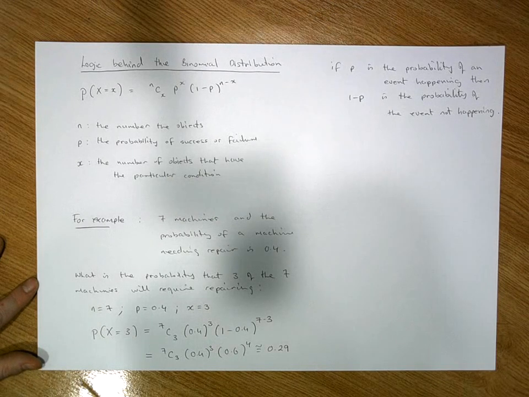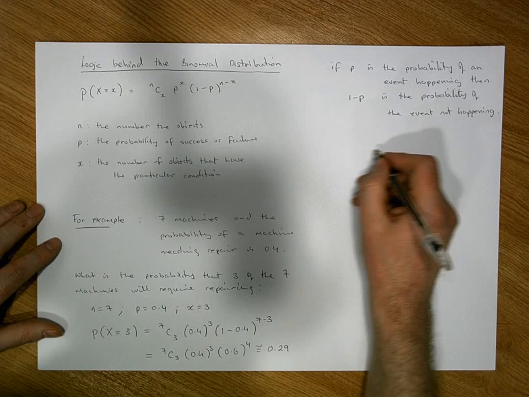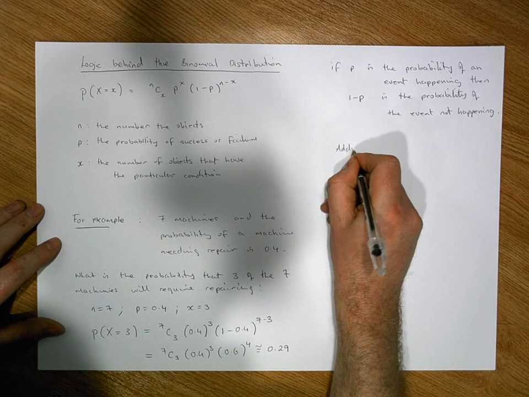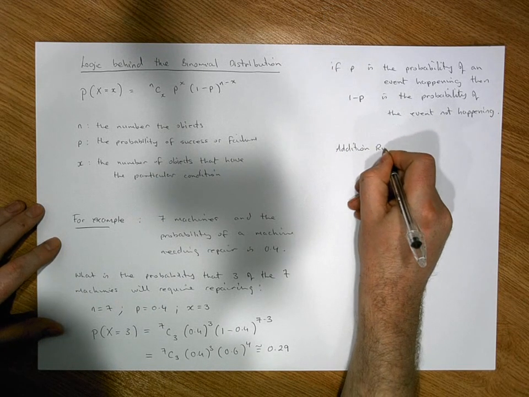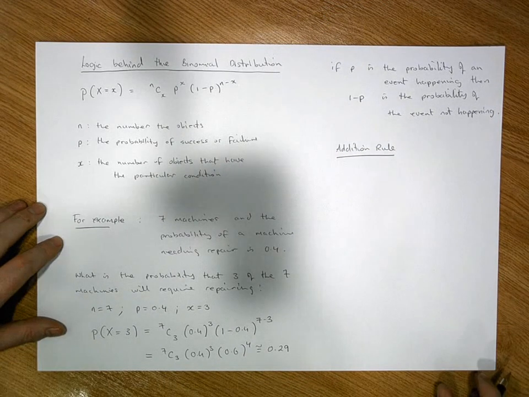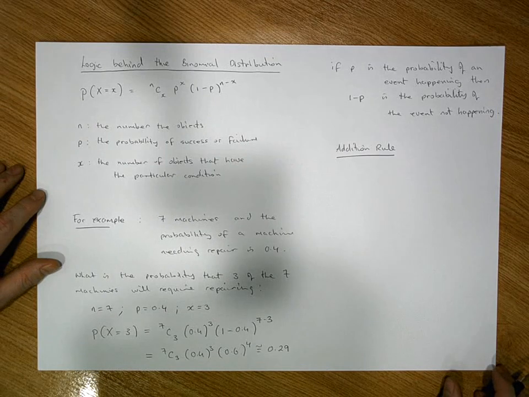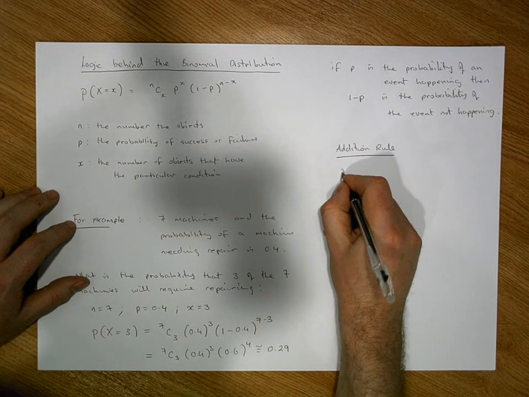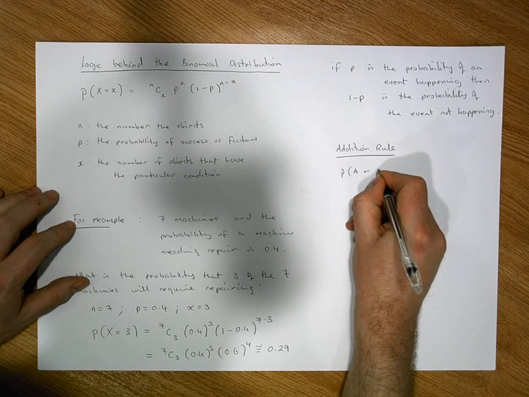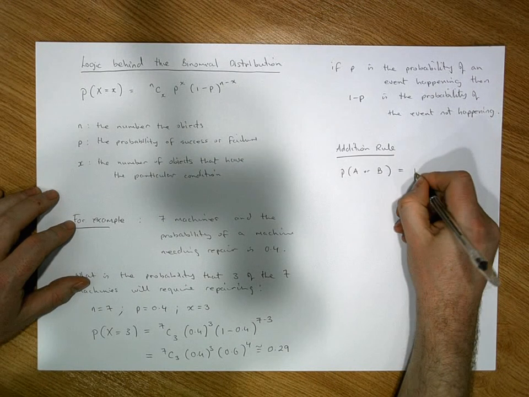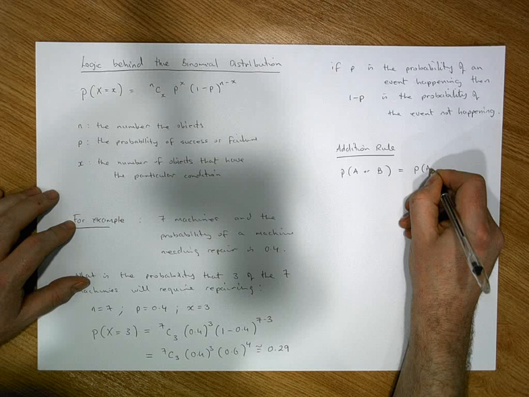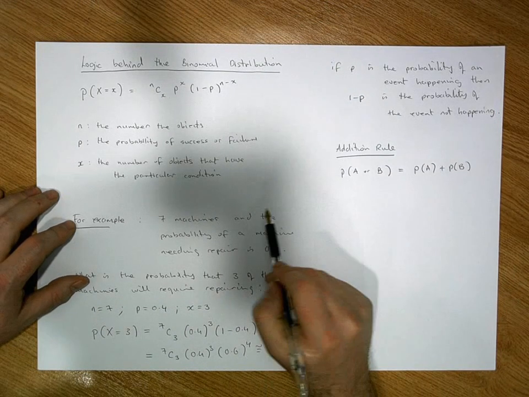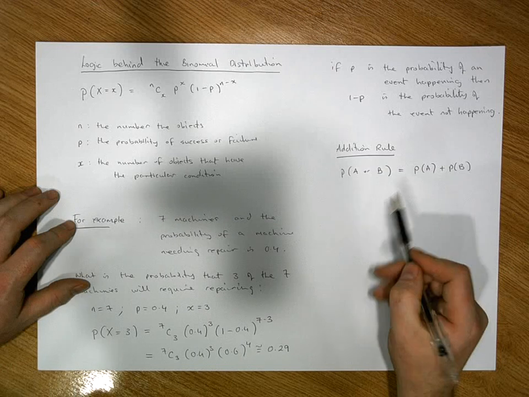Also, what we're going to require in this particular journey is the addition rule, and in particular, the mutually exclusive version of it. So that particular rule says that the probability of A or B is simply equal to the sum of the individual probabilities, so it's equal to the probability of A plus the probability of B, when events A and B are mutually exclusive of each other, which basically means that they can't happen together.